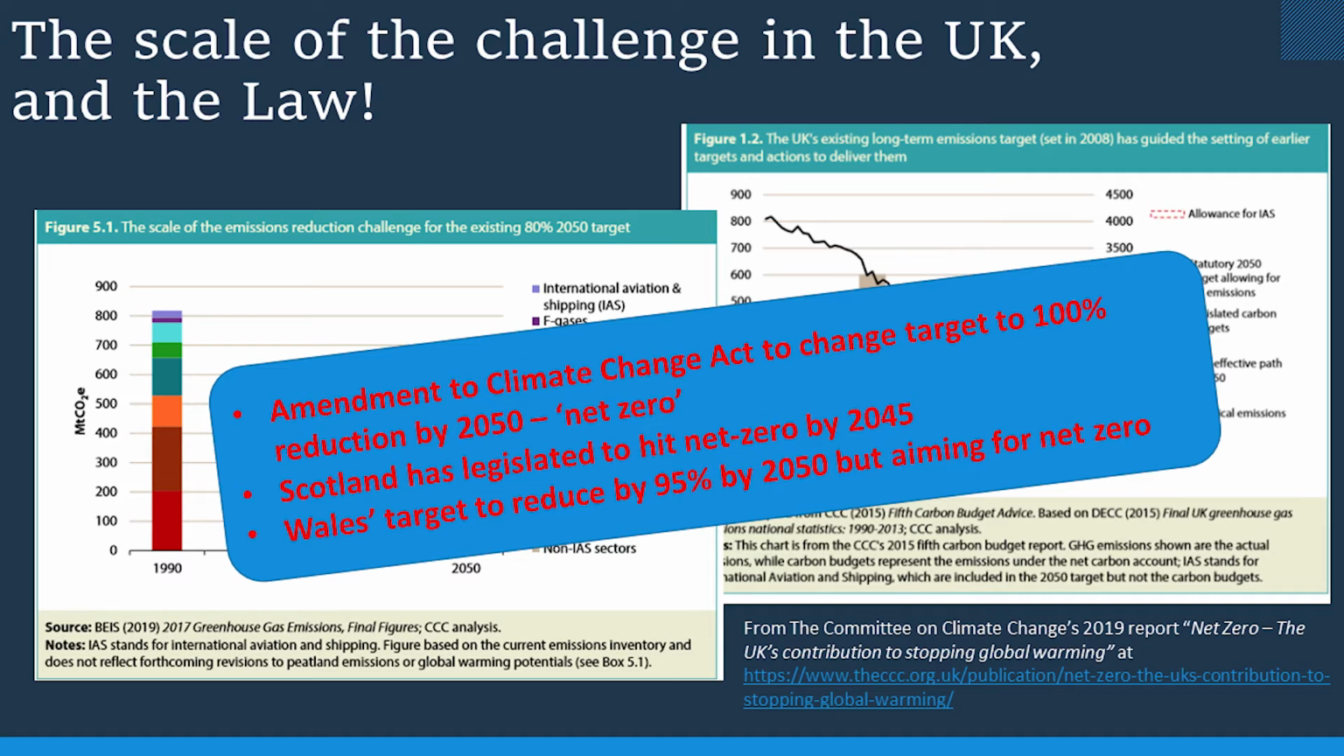And reporting is part of this. How do we know that we're going to get to net zero? How do we know that we're on course to reach net zero? It's through the reporting that we do. And there's various mechanisms for reporting, which we'll come on to.